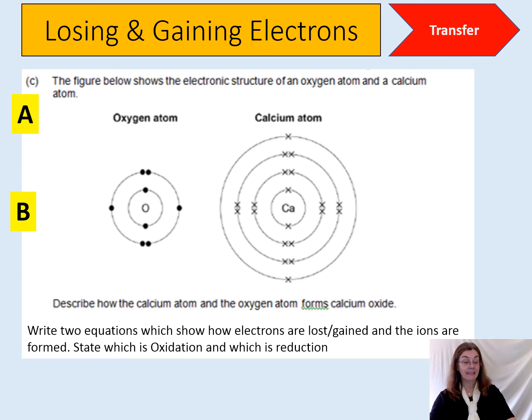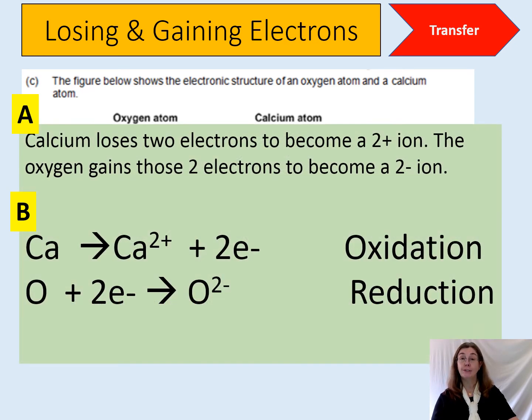Okay, so here's this exam question again, and I'll go through the answers. So the calcium loses 2 electrons to become a 2+ ion. So there, it's lost 2 electrons and it's become a 2+ ion. So there would be 2 marks. The oxygen gains those 2 electrons and becomes a 2- ion. So there's the 4 marks that we've got for that question.